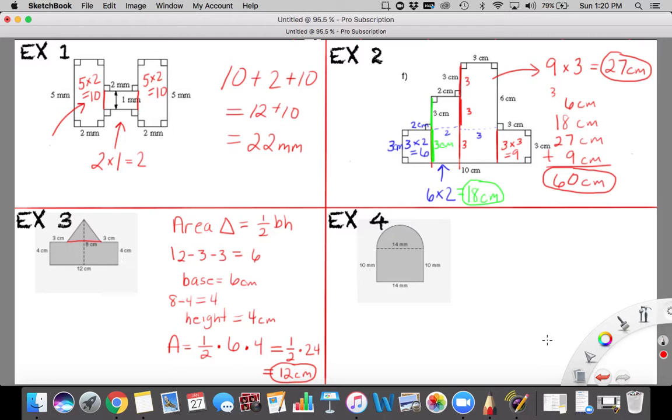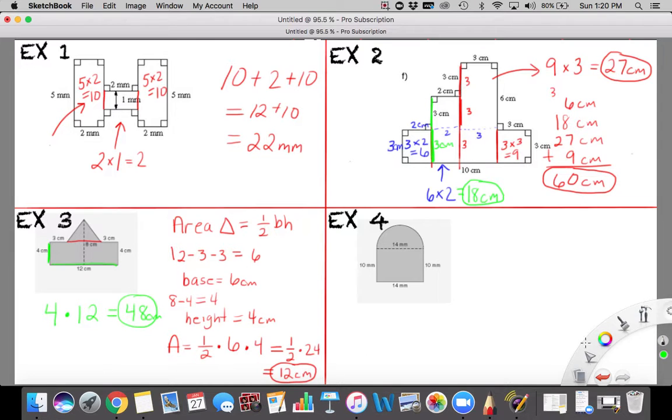Well, here is the width, which is 4, and then the length is across the bottom, which is 12. So I have 4 times 12, which is the area of the rectangle, which is 48. And so now that's 48 centimeters.